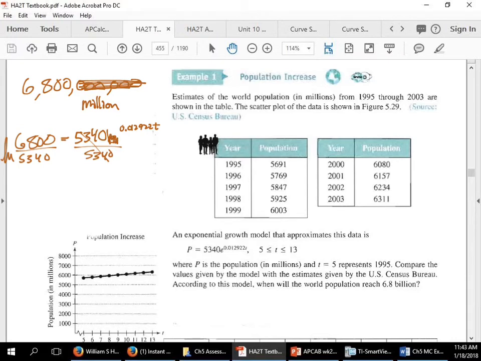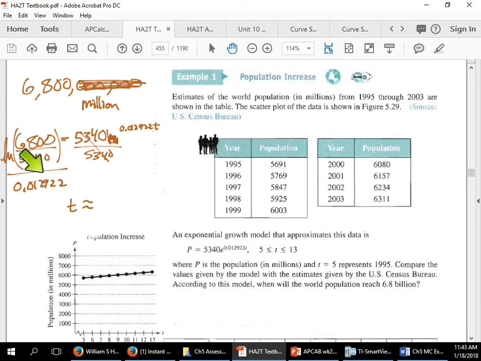Now what? How do I get the t alone? I have this number right here. What do I have to do? Divide by 0.012922. And that will approximately give me the value of t. Can you guys do that in your calculator really quick? Good practice. Let's do it.